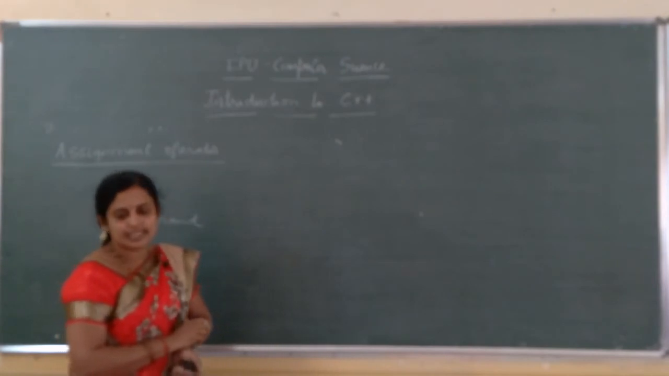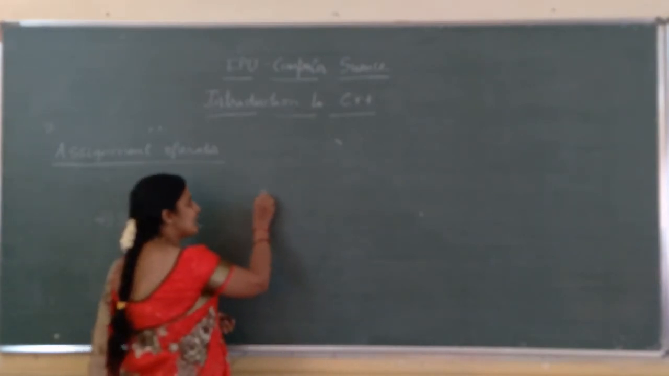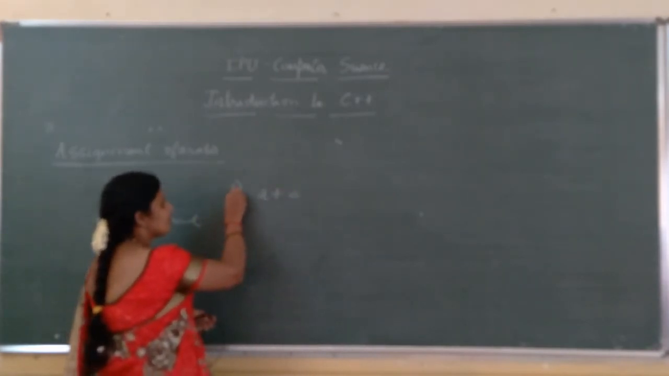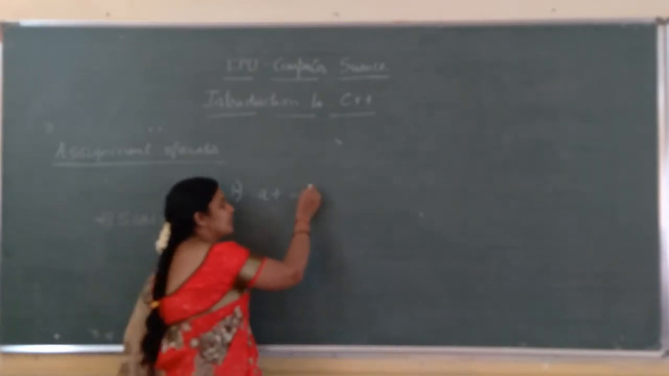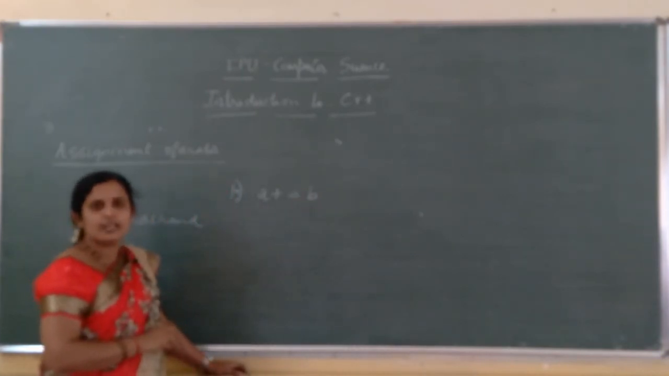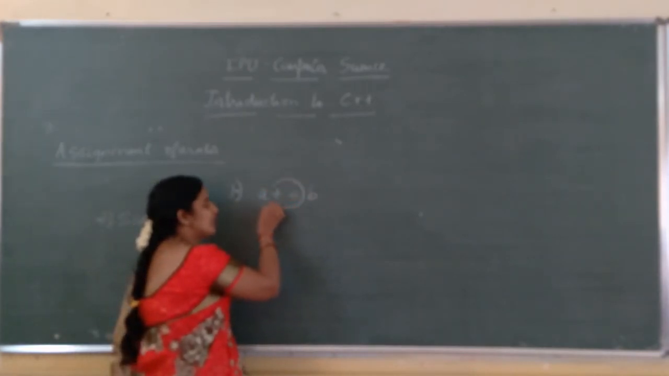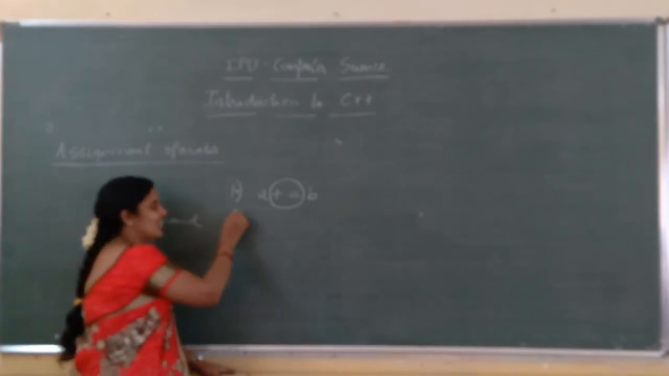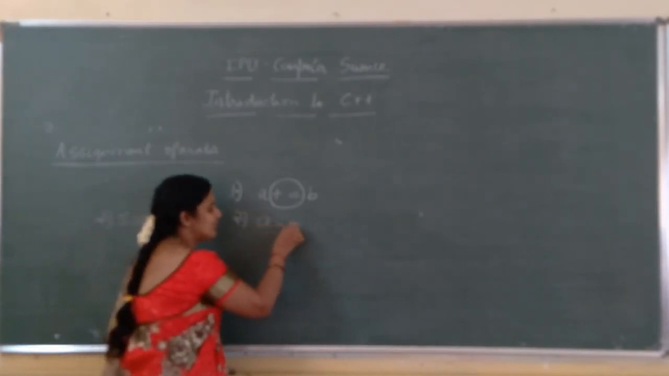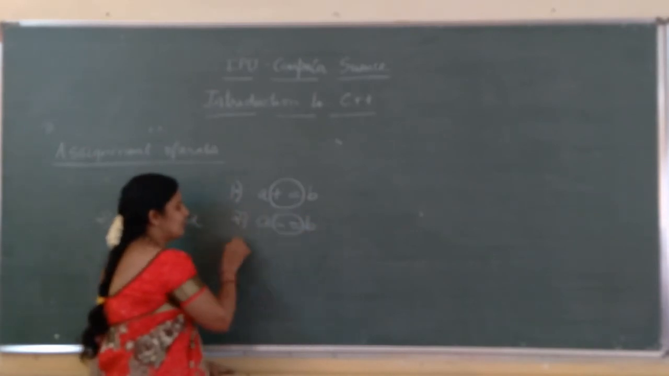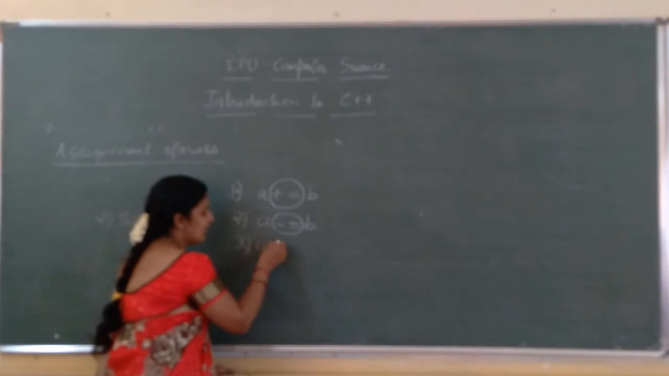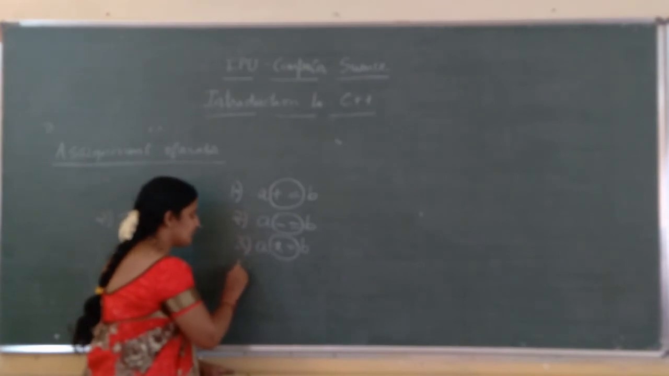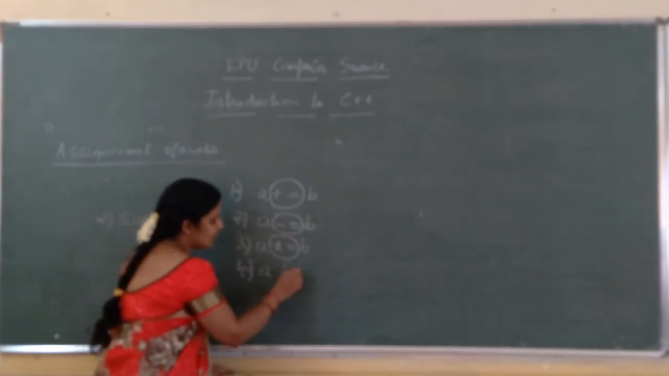So we will see how it is possible. First I'll write a plus is equal to b. Here plus is equal to is a shorthand assignment operator. I'll write one by one and explain it together. Here minus is equal to. Next, a multiply is equal to b. Here multiply is equal to. Fourth one, division is equal to.